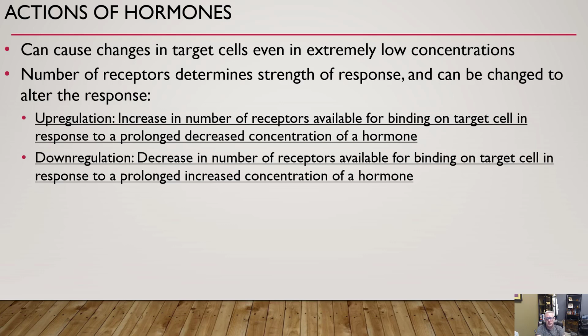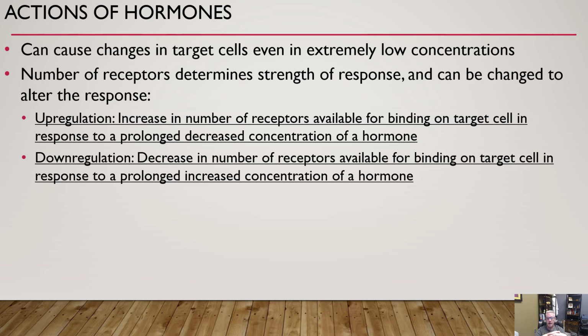Basically, if you have a prolonged high concentration of a hormone, the cell will say, you know what, I don't need so many receptors because I have a lot of hormone available. So the cell can get rid of some of those receptors. If we have too much hormone, the cell gets rid of receptors, and we say that is downregulation.